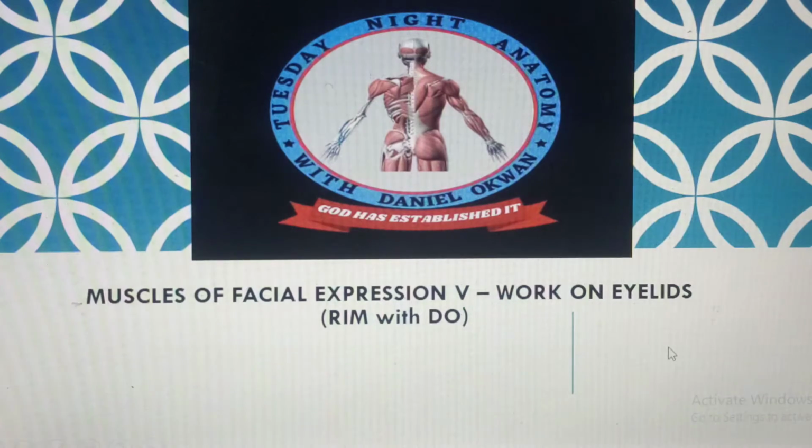Today's section, we continue our journey looking at muscles of facial expression. And this is the fifth part. Now, these muscles are going to work on the eyelids, okay? And these muscles are just two. So we are going to look at the orbicularis oculi muscle as well as corrugator supercilii muscle. And so without much ado, let's set the ball rolling and look at these muscles.